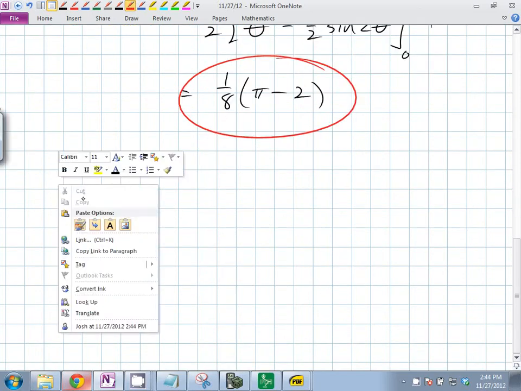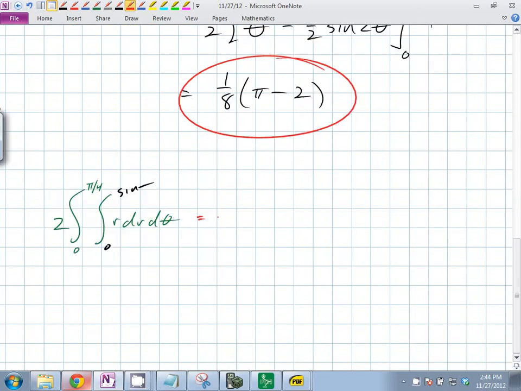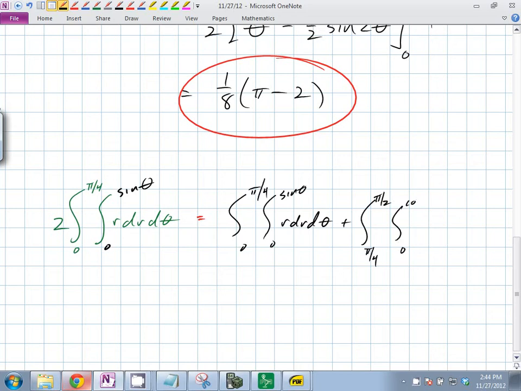This right here is the same thing as doing the integral from 0 to pi over 4, 0 to sine of theta of r dr d theta, plus the integral from pi over 4 to pi over 2 of what? 0 to what? Cosine theta of r dr d theta. The boundary changes, doesn't it? Yeah. After you pass pi over 4, the boundary changes from sine to cosine.